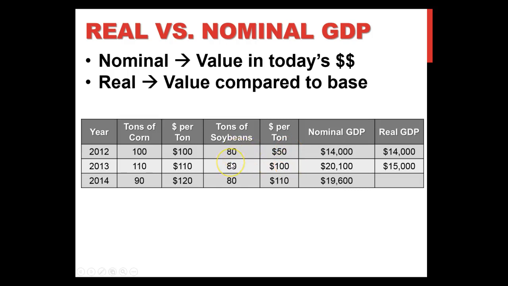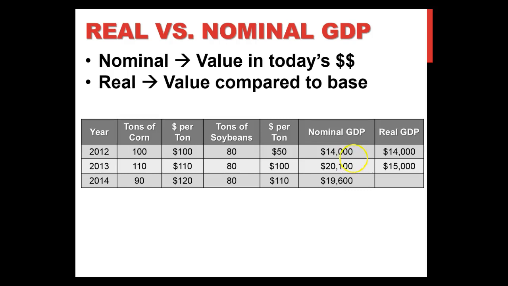We weren't producing a whole lot more of anything, only 110 tons, 10 tons more of corn than we were the year before. Soybeans remained the same. So we saw this huge jump in nominal GDP, but it meant very little in terms of our actual output. It was always driven by the change in price.